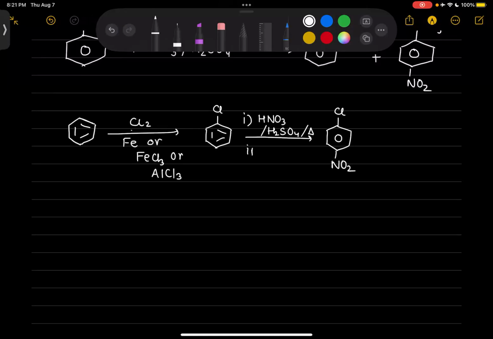So next is separation, because you need to separate the ortho and para products. Separation by distillation, you can write. The ortho will have a lower boiling point, the para will have a higher boiling point. So you will get the para. How are you going to get it?